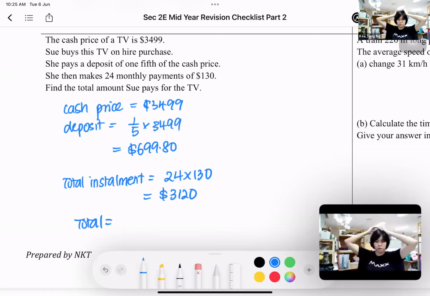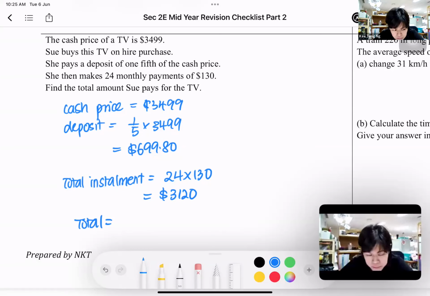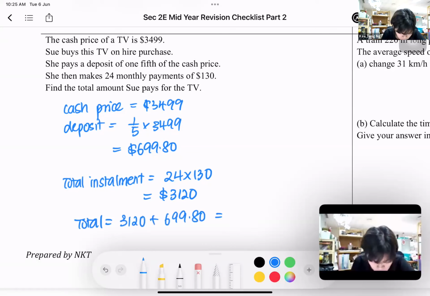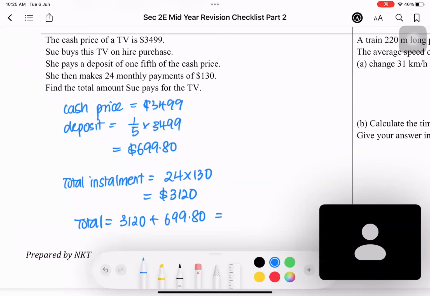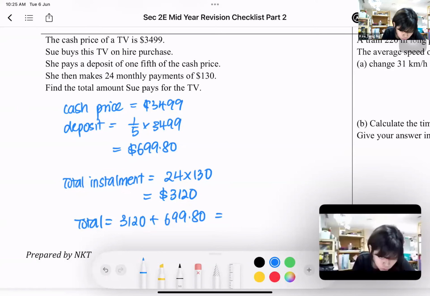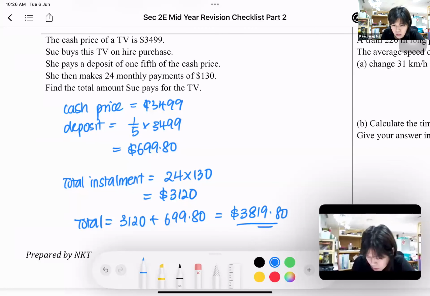Hi, is my total just 3,000, or what do I need to do to find the total? Such a simple question. Nobody answers me. So sad, man. Plus 699.8. Thank you. That sounds trivial, right? Okay, so this is the answer.